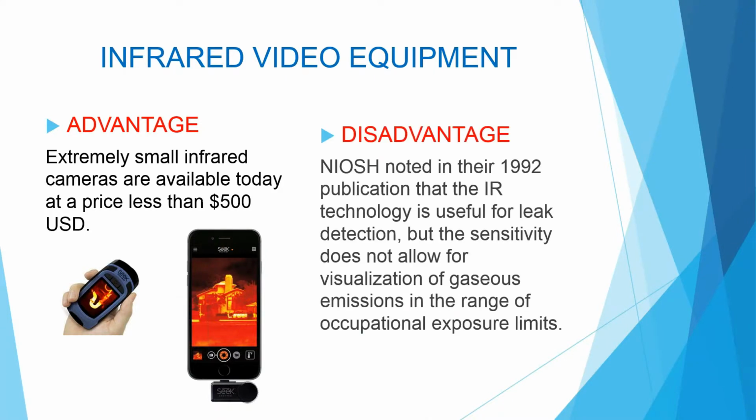There is one disadvantage that was noted in the NIOSH 1992 publication. Basically, NIOSH makes the point that the IR technology is useful for leak detection, but the sensitivity does not allow for visualization of the gaseous emissions in the range of occupational exposure limits. For example, you're not going to see 1 ppm benzene.